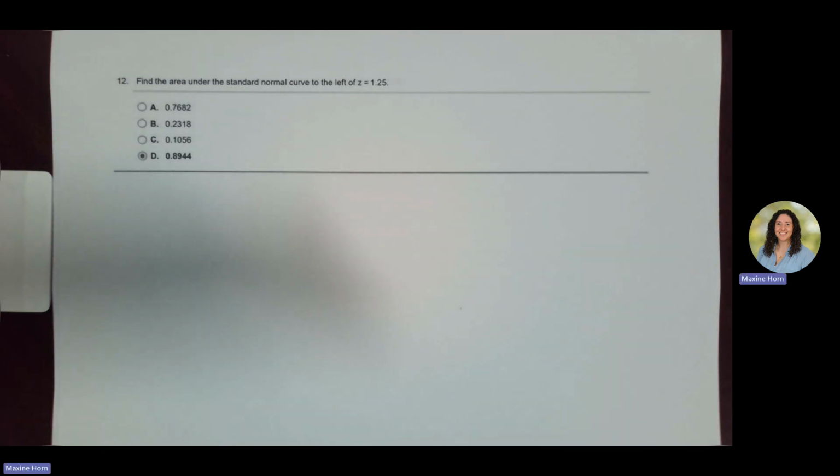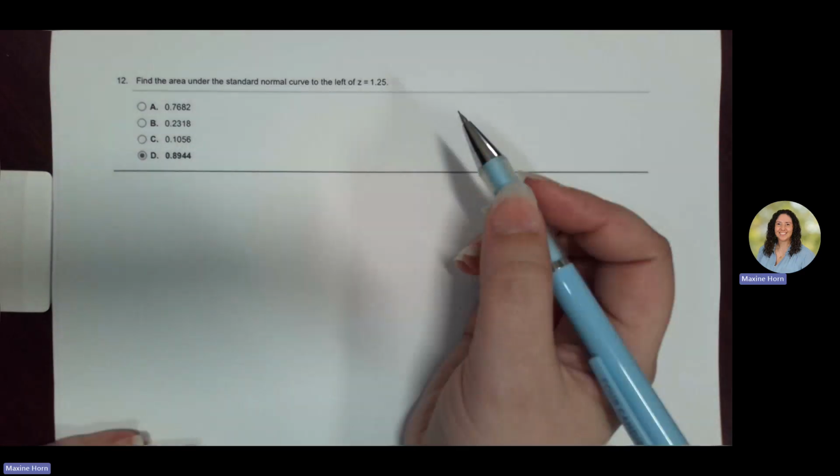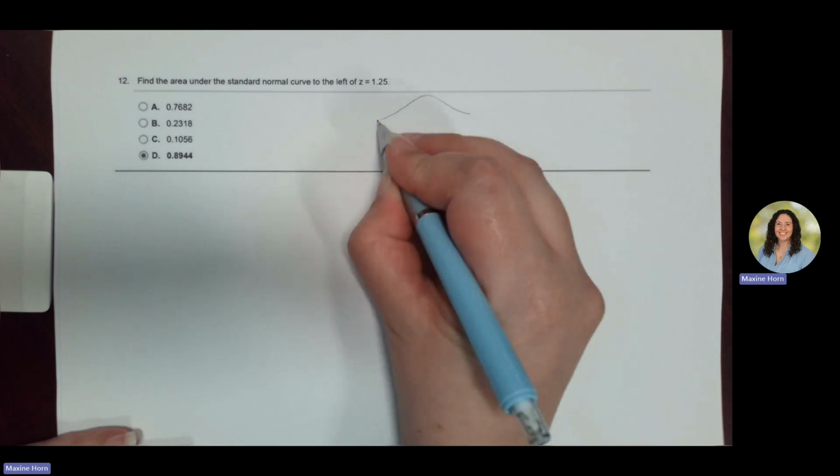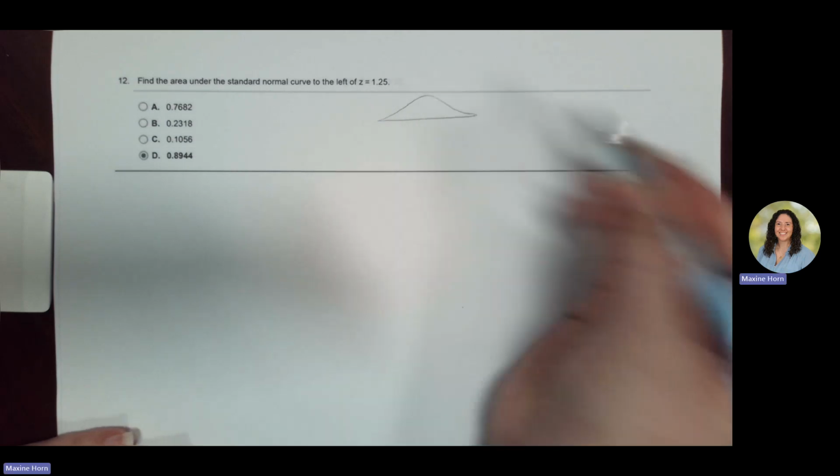All right, so switching to a different kind of question here. Find the area under the standard normal curve to the left of this z-score. Okay, so we're going to do this 2 ways. We're going to do this in the calculator, and we're going to do it using the chart, using the table. So first of all, we want to picture what's happening here. So we have a standard normal curve.